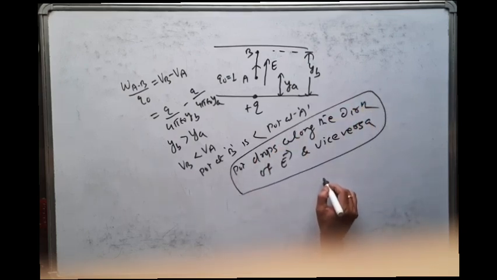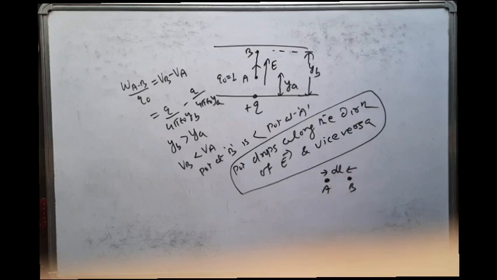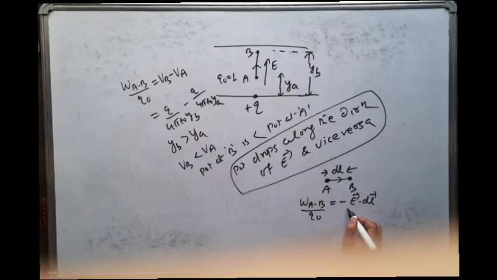Now suppose there are two points A and B very close to each other. Let this be dl, and I want to take a unit positive test charge from A to B. The work done from A to B by taking a unit positive charge is minus the integral from A to B of E dot dl. Since A and B are very close, there is no need to take the integration. That minus E dot dl is nothing but VB minus VA.